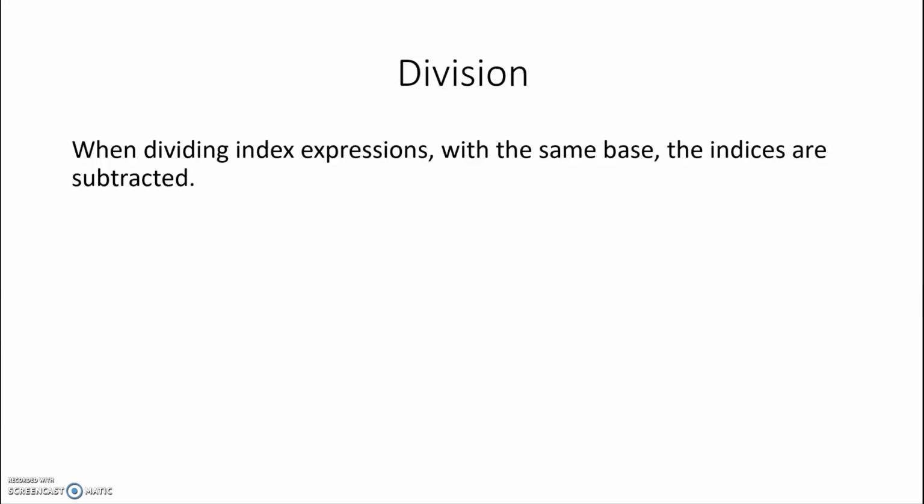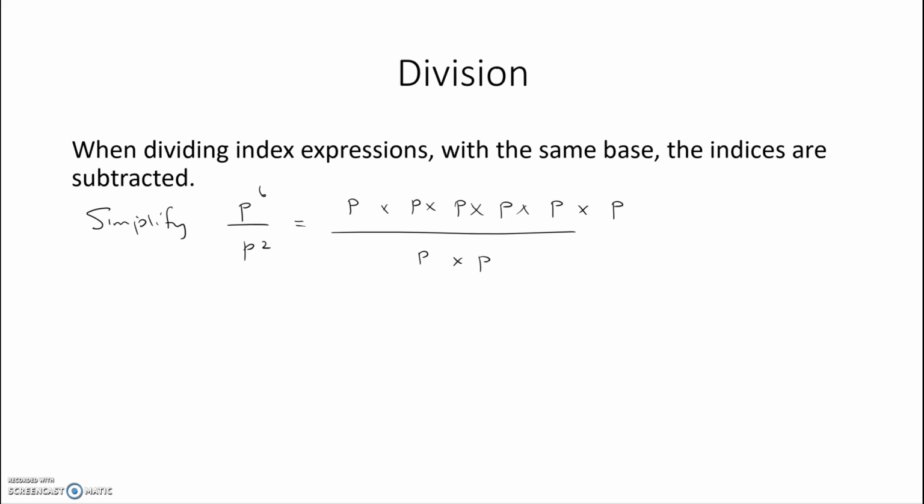The rule for dividing expressions with the same base is that the indices are subtracted. Let's have a look at this one. Let's simplify p to the power of 6 over p squared. Okay, write it out in full. 1, 2, 3, 4, 5, 6, and p times p. Now, we can repeatedly divide by p, top and bottom, so that we get rid of it. Or we could think of it as p over p times p over p times, now we've dealt with both of those, then it would be p times p times p times p.